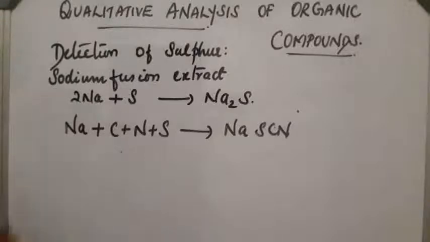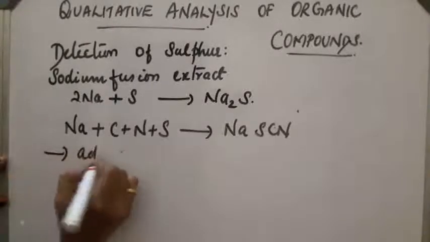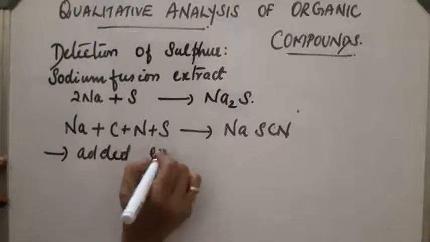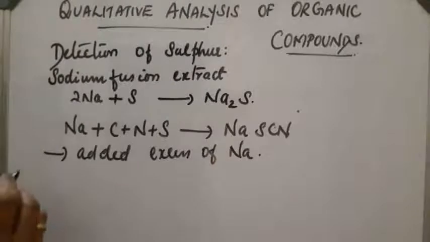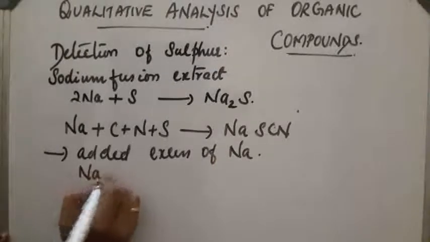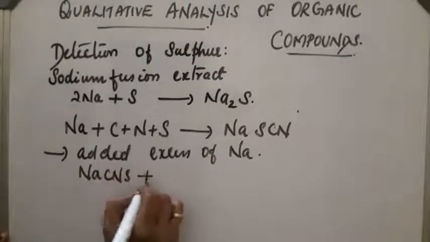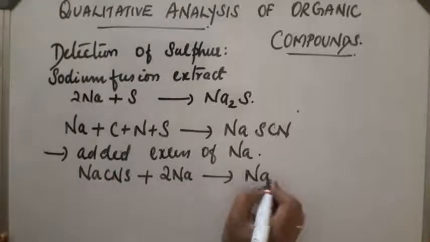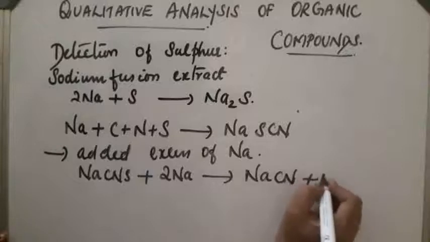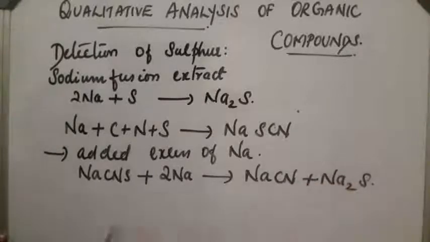For that, first we have to add excess of sodium. The reaction will be like this: NaCNS on reaction with excess sodium gets converted into NaCN and Na2S. Now Na2S is there, and we can do the usual test for the detection of sulfur.